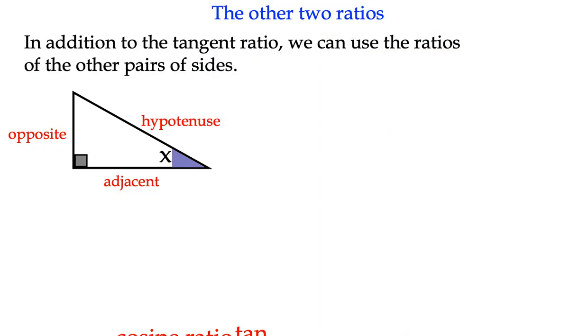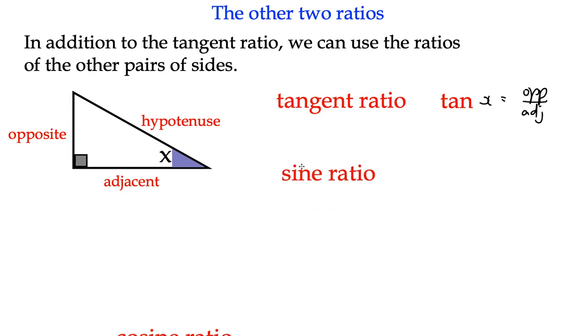Let's have a look at this diagram here. What we're going to do is construct the new ratios. What we know is that the tangent ratio, we call it tan, so tan x equals opposite over adjacent. We know that. Now the other names that we can use: we'll call it the sine ratio.